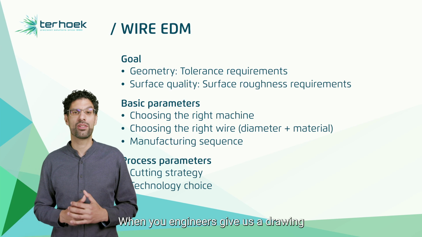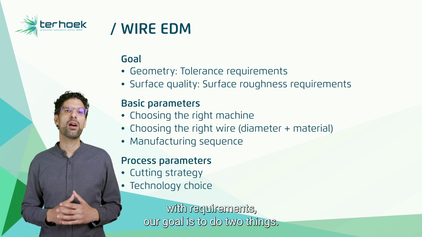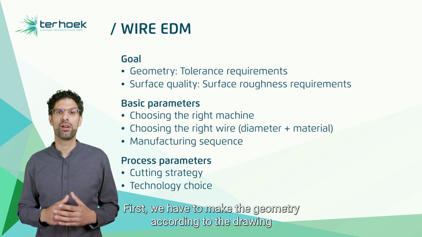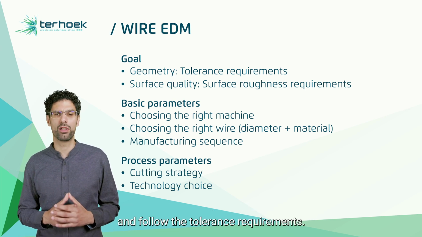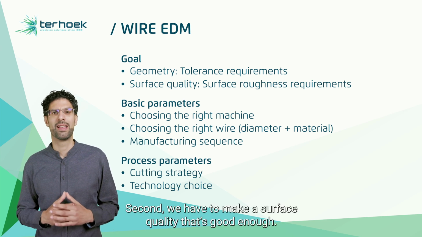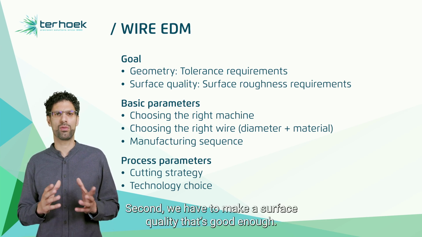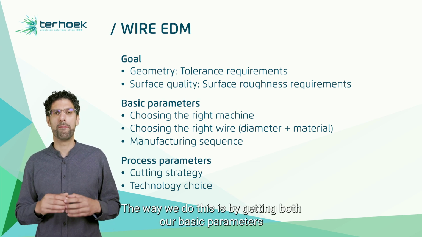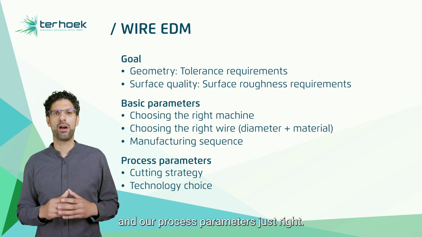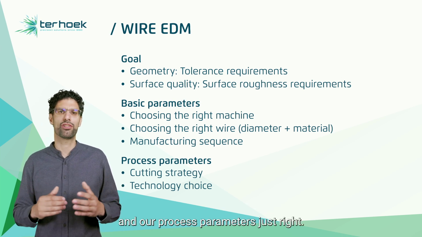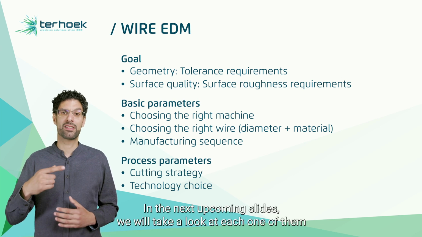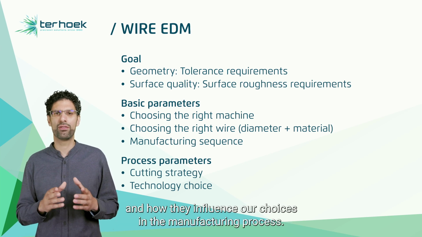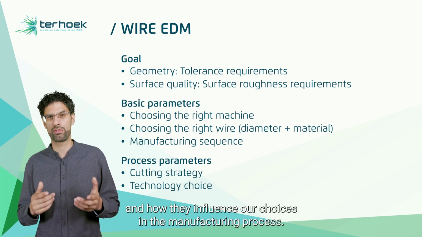When you engineers give us a drawing with requirements, our goal is to do two things. First, we have to make the geometry according to the drawing and follow the tolerance requirements. Second, we have to make a service quality that's good enough. The way we do this is by getting both our basic parameters and our process parameters just right. In the next upcoming slides, we will take a look at each one of them and how they influence our choices in the manufacturing process.